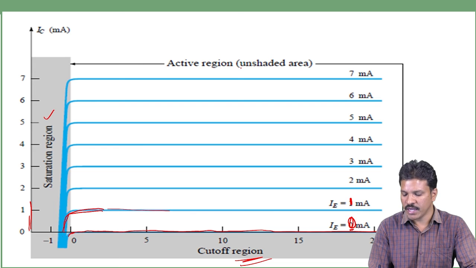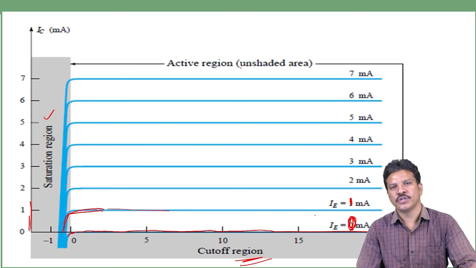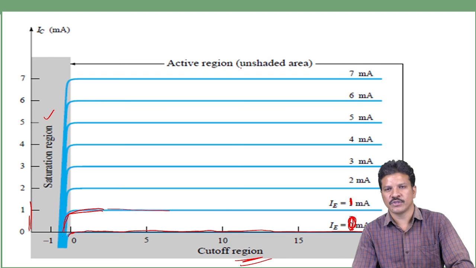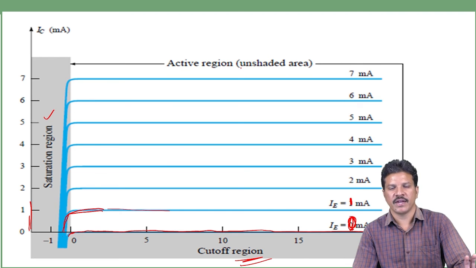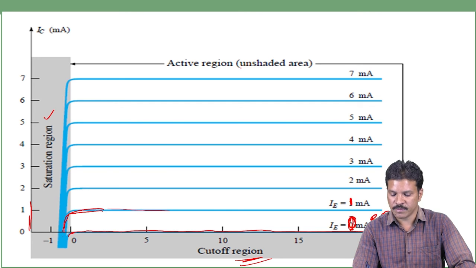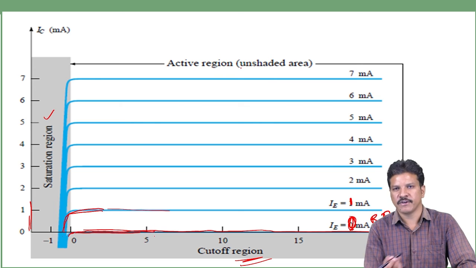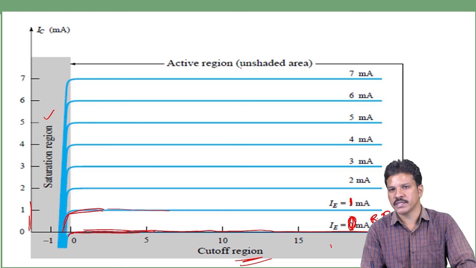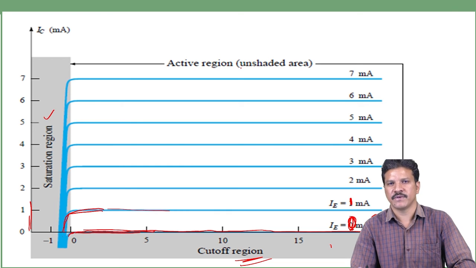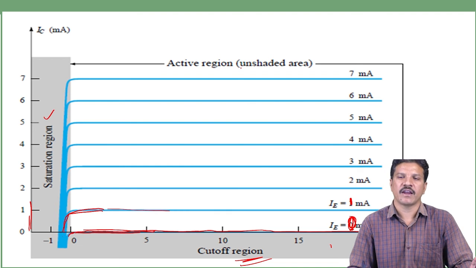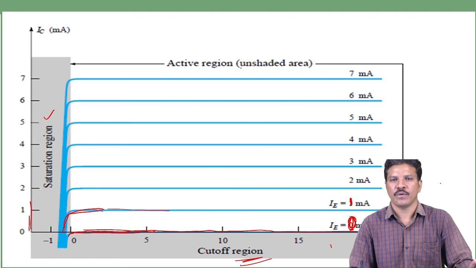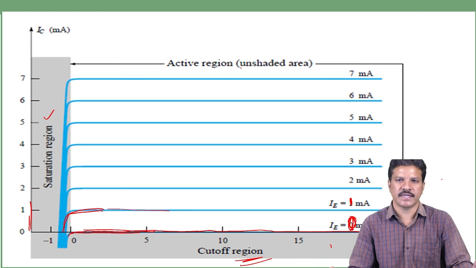In this case, IE equal to 0 means no forward bias at the input. It is also reverse bias. So whenever the input is 0, the input junction is reverse biased, and by varying the collector to base voltage, the reverse bias is increasing. Both the emitter base junction and the collector base junction are reverse biased, which is the cutoff region or cutoff mode. The transistor is operated in the cutoff region, so both junctions are reverse biased.